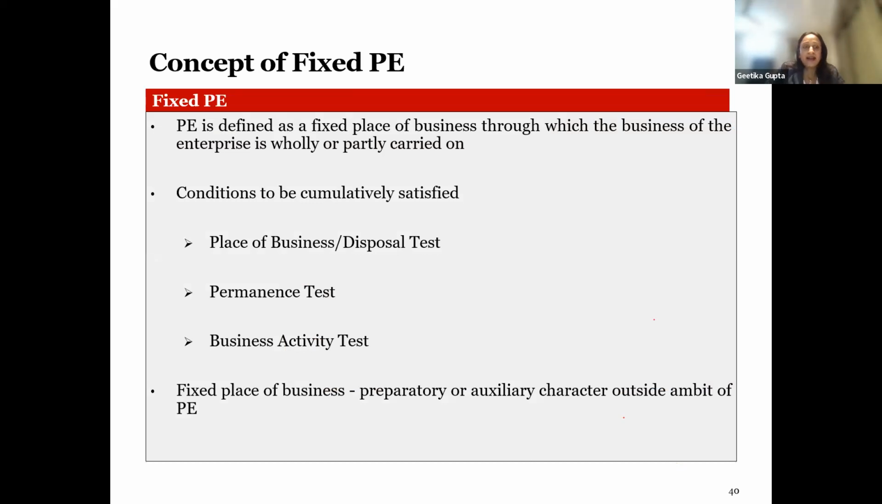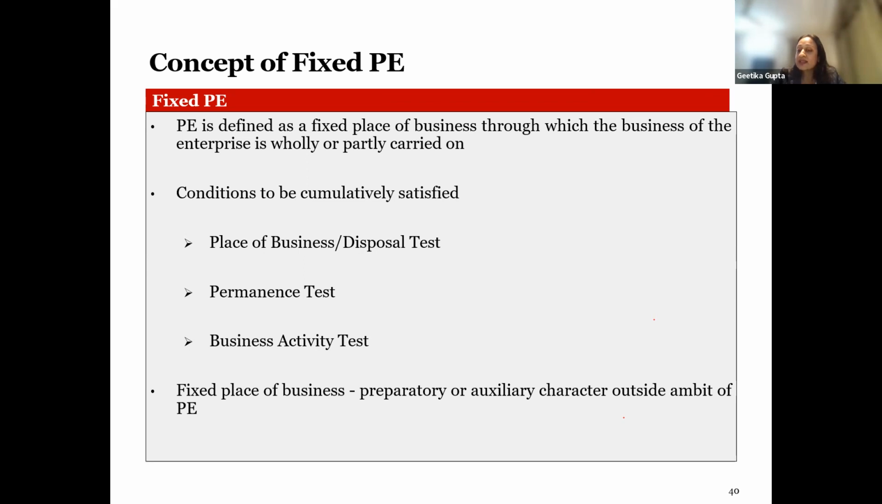Okay. So this is a concept, fixed place PE. PE is defined as a fixed place of business through which the business of the enterprise is wholly or partly carried on. I repeat, because there are different conditions in this one line written, that PE is a fixed place of business. So the first important thing is fixed place of business. Then it is through which the business of the enterprise is carried on. So if there is no business carried on, it doesn't result in a PE. Let's say the back office service. If there is actual business carried on, it results in a PE.